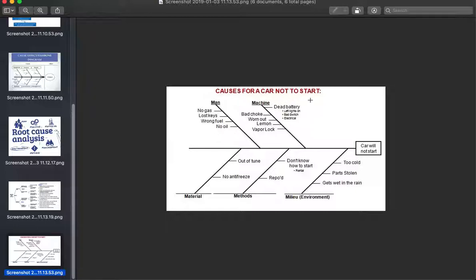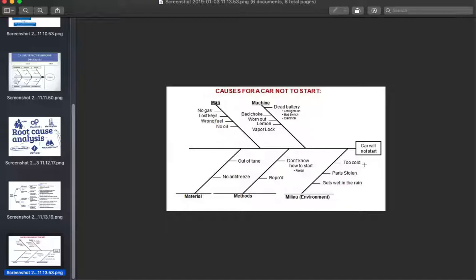A car not starting. So why did the car not start? Was there no gas in the car? Did we lose the keys? Was it the wrong type of fuel? Was there no oil in the car? These are all possible reasons that a car didn't start. Was there a dead battery? And then when you unpack dead battery, did someone leave the lights on? Was there a relay that got stuck? A bad interlock or switch on the door, electrical? Is the car worn out? Is it a lemon? Was it material? Is it out of tune? Is there no antifreeze? Do they not know how to start it? Is it a rental car? Some cars have push buttons now like they used to have in the 40s and 50s.